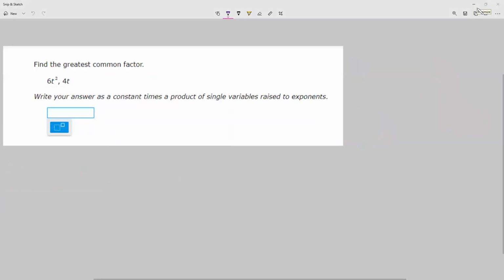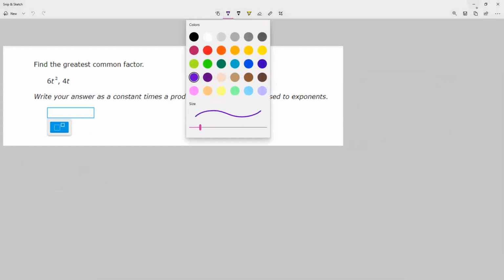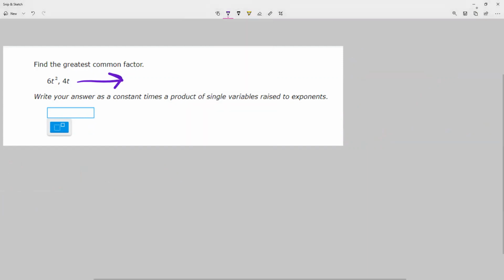All right, 6t squared and 4t. So it may not be the kind of thing that you need to write out all the way, right? You could say, well, if I'm looking at 6 and 4, the largest number I can divide out of that is 2. And then I have 2 t's here and 1 t here. So the most I can take out of both groups is 1 t. So 2t is my greatest common factor, which I could go through, right, and write this stuff down.